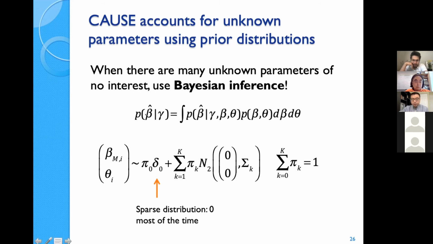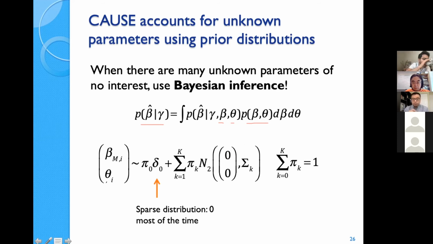So this is the idea of Bayesian inference. The data, beta hat, is all the data we have. Gamma is the main parameter of interest. My model is defined in terms of the true effects beta and theta, these unknown parameters. So basically, I write this probability in terms of that probability, but you integrate out these unknown parameters beta and theta. Okay. So this is the idea of Bayesian inference. And then for these unknown parameters beta and theta, we assume they come from a mixture prior distribution.